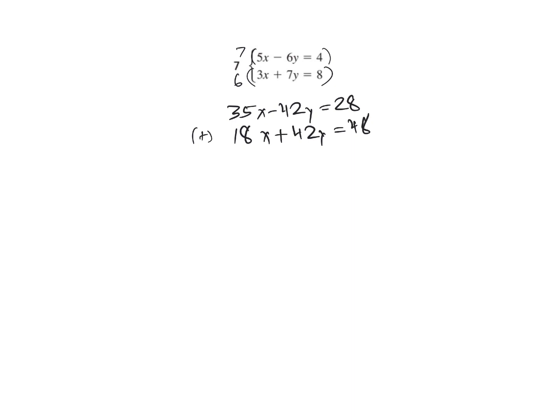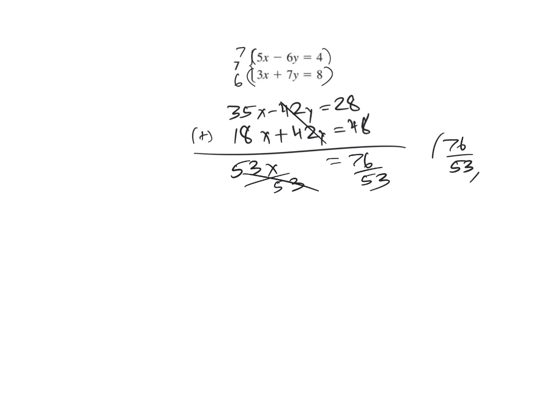So we add those together, and we get 53x. The y's are canceled, and that's 76. Divide off the 53, and x is 76/53. Now I'm going to plug it into, it doesn't matter which one, I guess the bottom one. 3 times x, 76 over 53, plus 7y equals 8. And 3 times 76 is 228. 228 over 53.